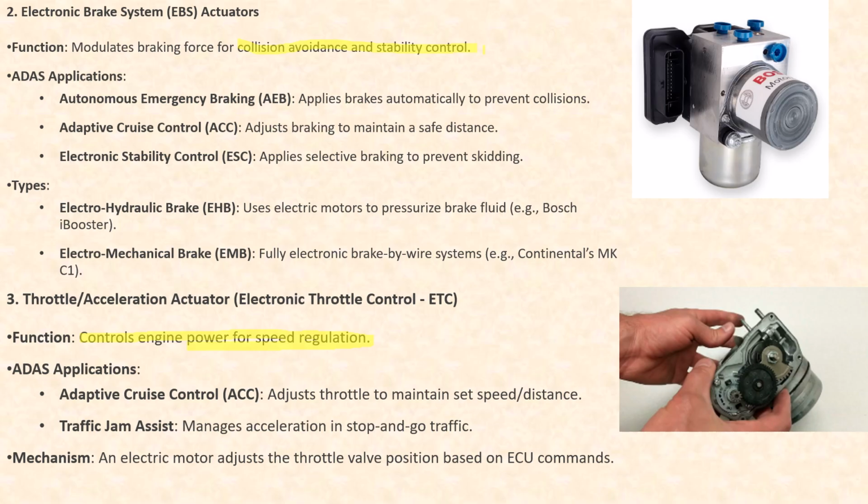I am sure everybody knows the formula for power. P is equal to 2 pi N T by 60, divided by 1000, which gives the kilowatt. Within the formula, the N stands for the RPM. So naturally, when you control the power, the RPM also is controlled. So it comes as a very important actuator as far as adaptive cruise control is concerned. It adjusts the throttle to maintain set speed.